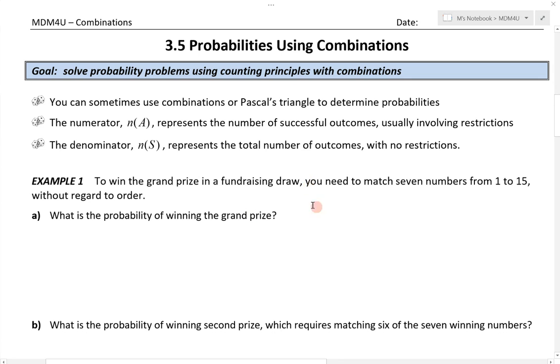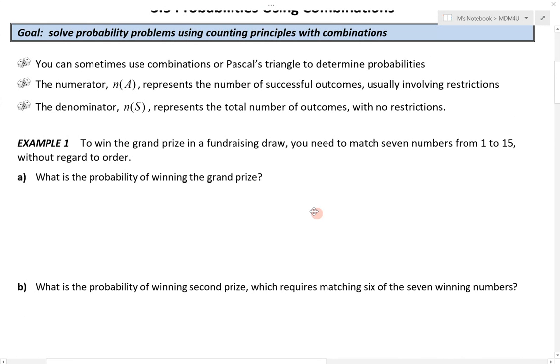So I'm going to write down here n of A is equal to, so if I were to count the number of ways to win the grand prize, you have to match all 7 numbers. Okay, so you have to match 7 of your numbers with the drawn 7 numbers. So it'd be 7 choose 7 if I were to express this as a combination. So this represents getting all 7 numbers. And then the total number of outcomes, n of S, is equal to, well, I'm going to choose 7 numbers from 15, because there are 15 from 1 to 15, so 15 choose 7.